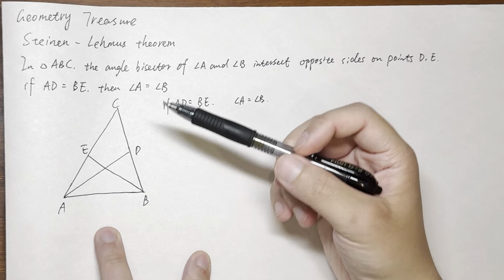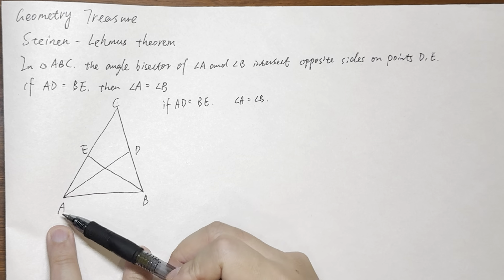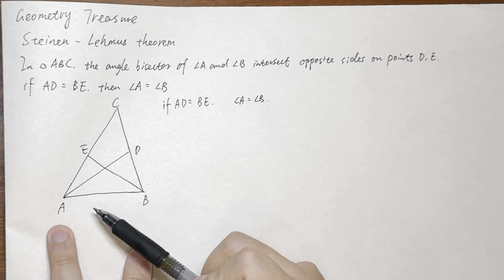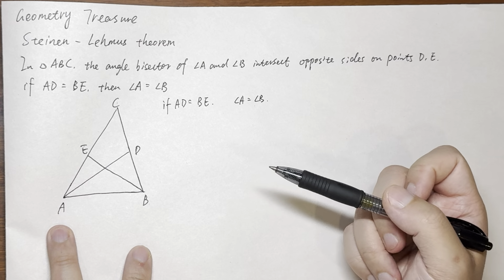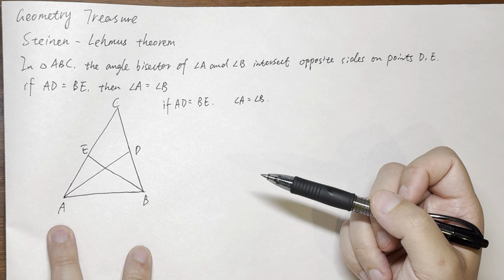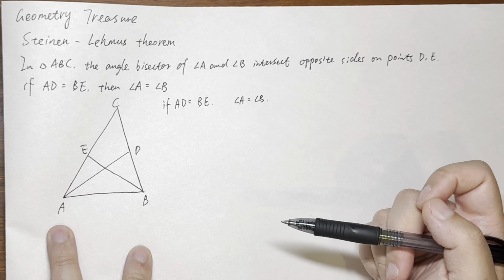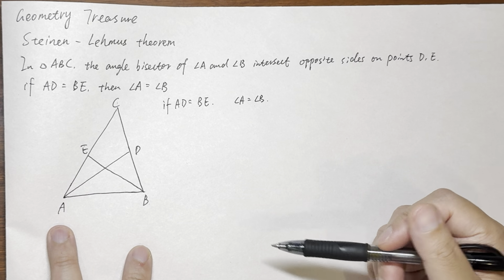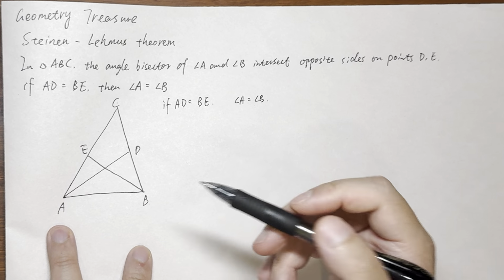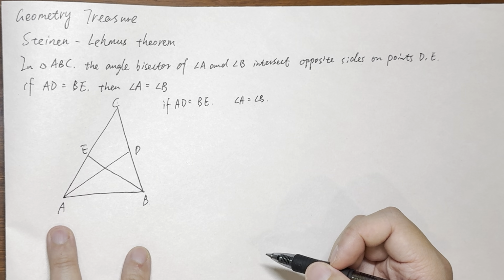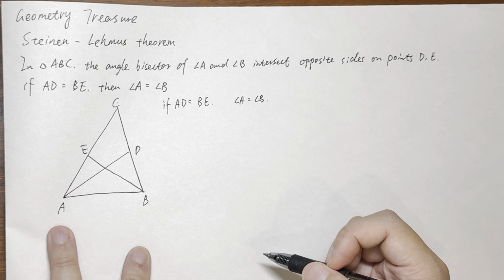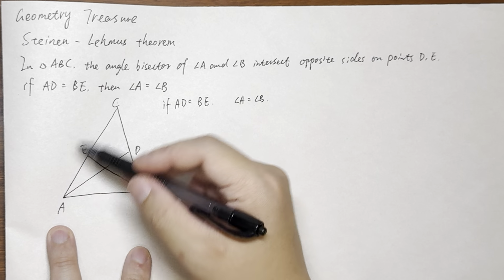For the first one, if we look at the problem, if AD equals BE, we want to prove that angle A equals angle B. AD equals BE is the only condition we get here, and also AD and BE are the angle bisectors. So my method is pretty brute force, because we already know that this is a triangle.